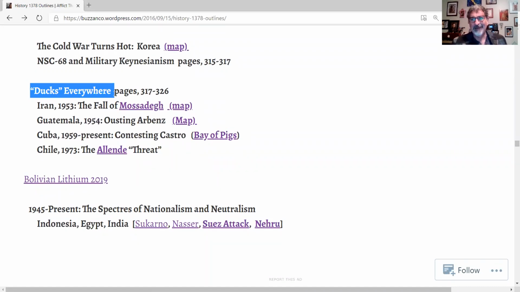So communists are kind of like ducks, you know, they can't hide. So I'm going to give you some examples of the way that played out. There's a lot of stuff in the book about it, I think on these pages.